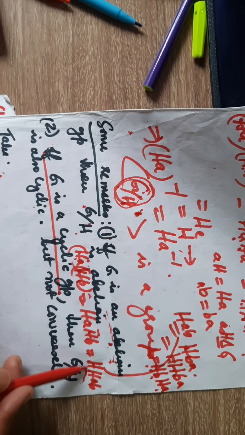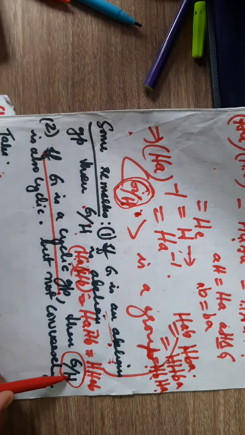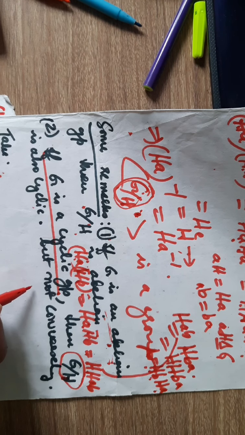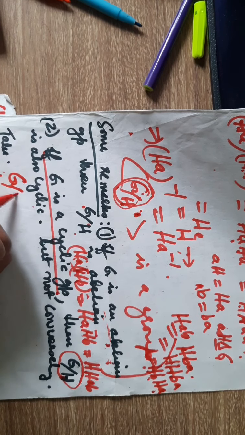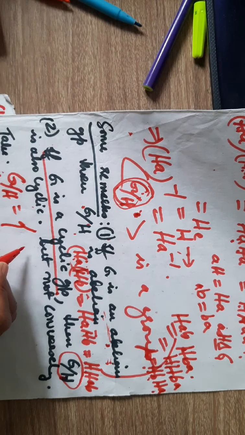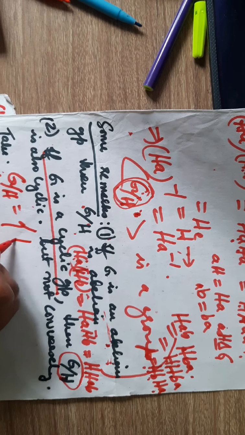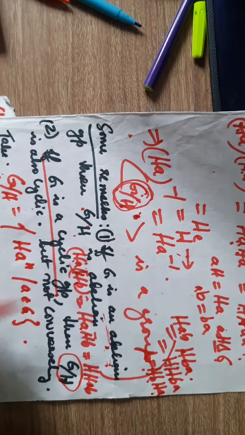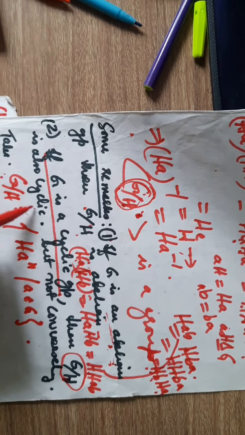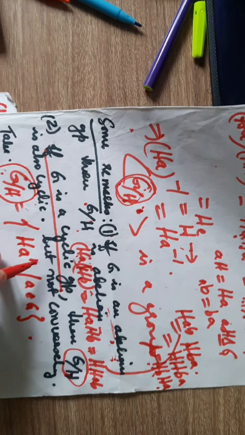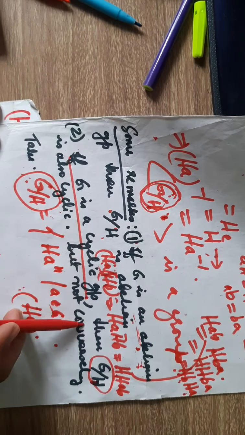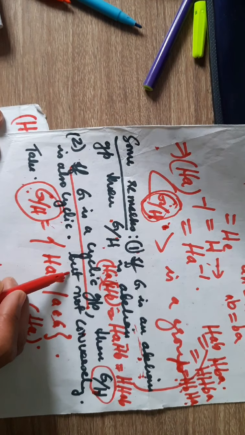Similarly, if G is a cyclic group, then G by H will be cyclic. So that means there will exist a generator of the elements of G by H. G by H will contain elements of this form, Ha to the power n, where a belongs to G. So you can show that every element of G by H can be expressed as an integral power of Ha. So therefore G by H will be cyclic. However, the converse is not true.